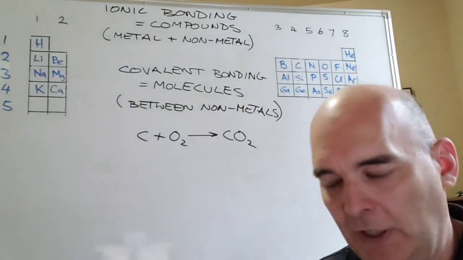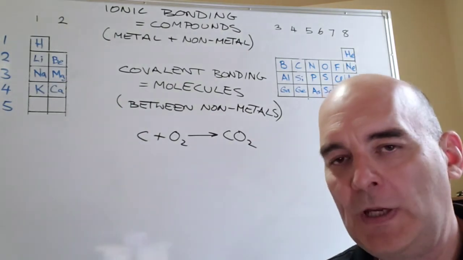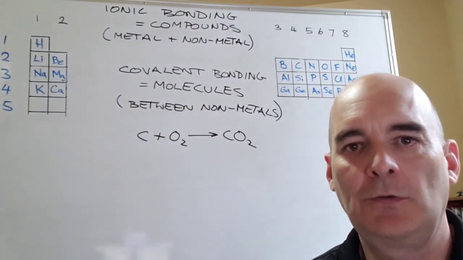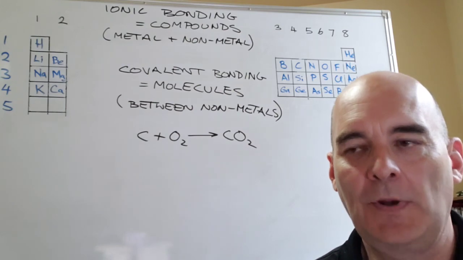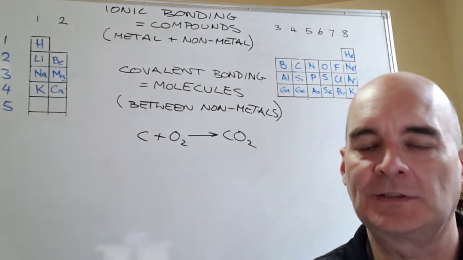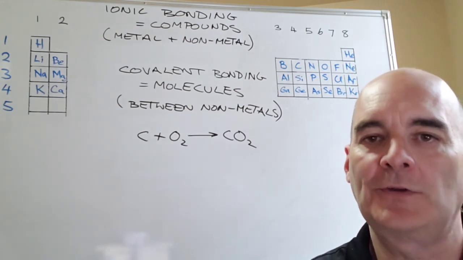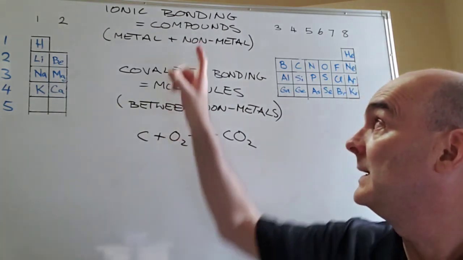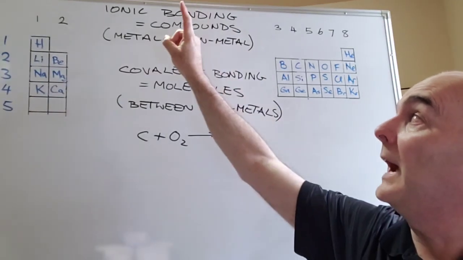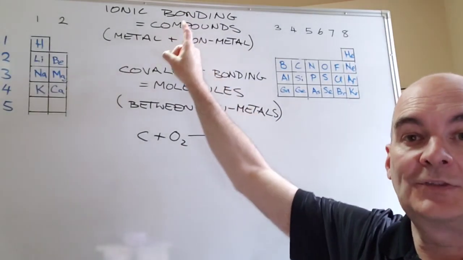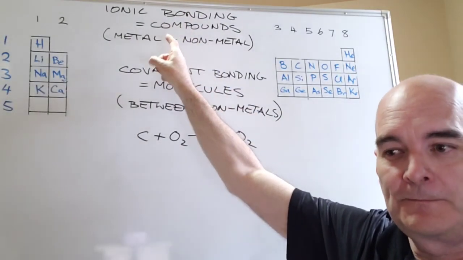So ionic bonding occurs between metals and non-metals. The metals become positive by oxidation, the non-metals become negative by reduction, and you mix and match those ions until the charge goes away. That is ionic bonding, and the result of ionic bonding is called a compound.